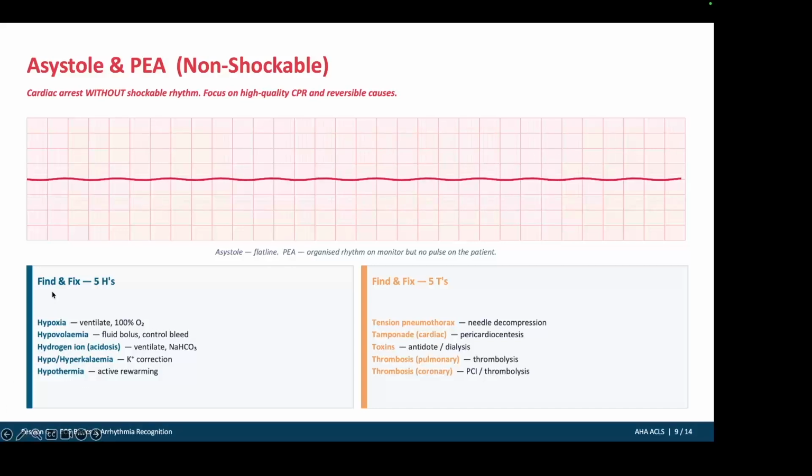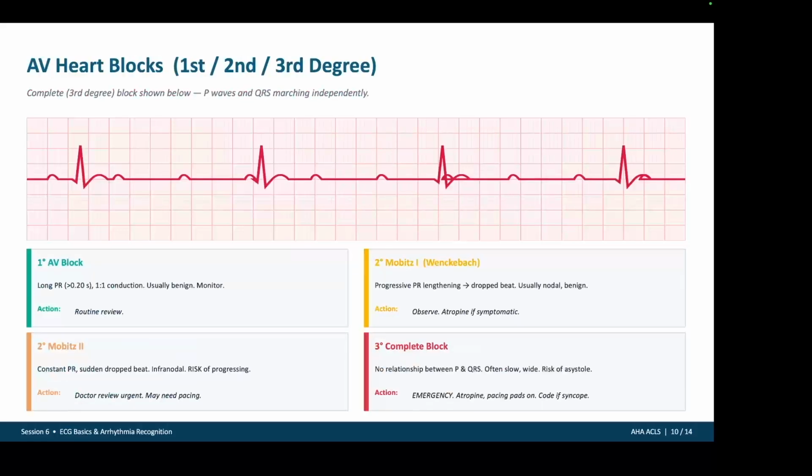You find and fix all the 5 H's: hypoxia, hypovolemia, hydrogen ions, which is acidosis, hypo or hyperkalemia, and hypothermia. Another 5 T's include tension pneumothorax, tamponade, toxins, thrombosis pulmonary, and thrombosis coronary. So these are the measures that we have to take, and these are the reversible causes of cardiac arrest, the 5H and 5Ts as per the ACLS guidelines.